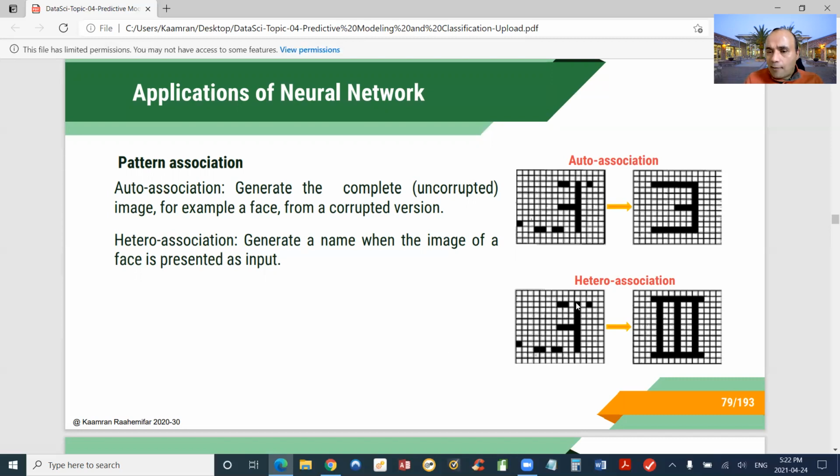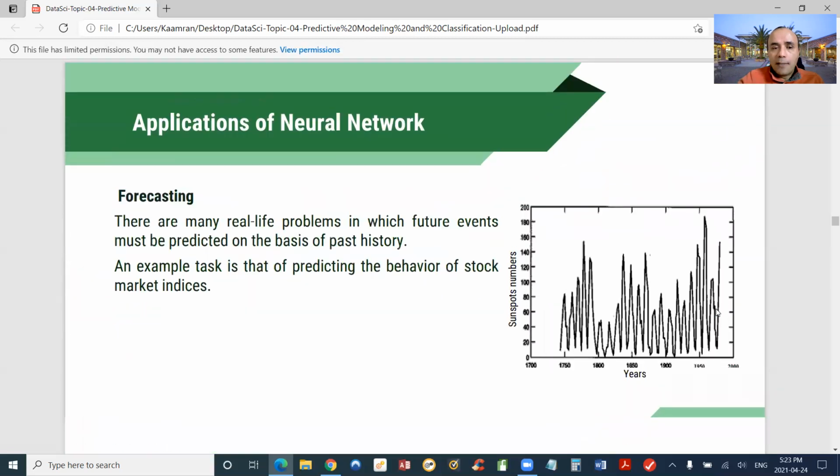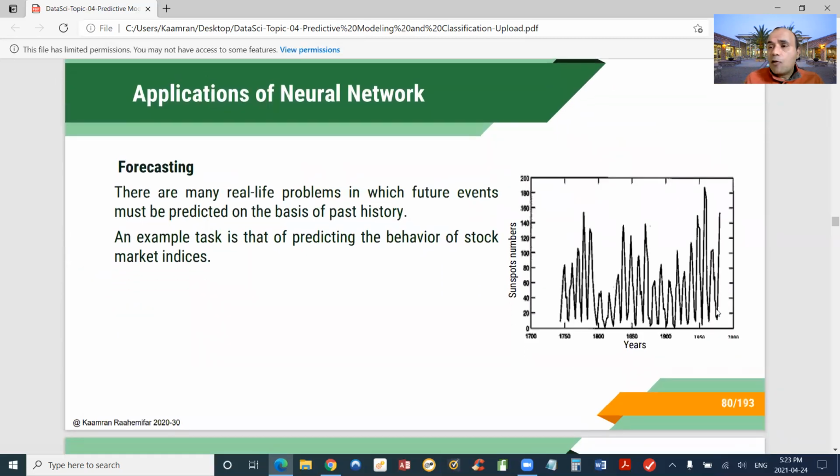So if you take a look at this, in auto association, I know this is very similar to E, but in hetero association, I'm going to say this is very likely similar to this. Why? There was a middle person here, and we didn't talk about that middle person, and that's why it went into this outcome. So this is hetero association. Okay, forecasting is a very common area where neural network is applied.